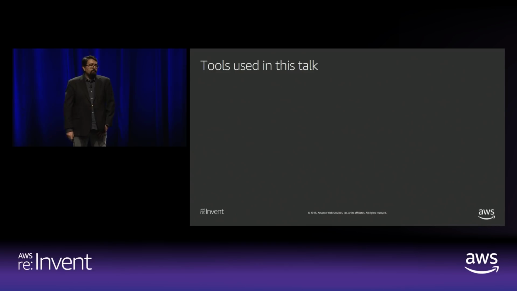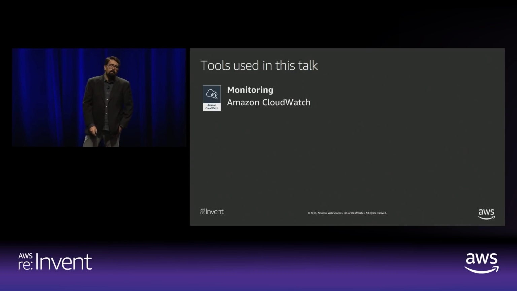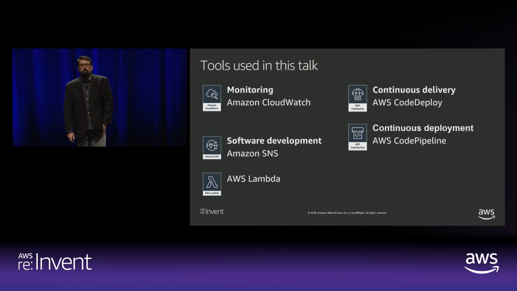The tools that we're going to use in this talk, because we have to use something as an example, we're going to use AWS CloudWatch for our monitoring. So the examples that Felipe is going to go through and show, and the stuff I have on the screen, we'll be using CloudWatch monitoring. For software development, we're going to be using things like SNS to do notifications. We're going to show heavy use of Lambda, so you can have serverless components of your testing to automate and reduce the amount of overhead. But we're also going to be using CodeDeploy and CodePipeline as examples of continuous delivery and continuous deployment.